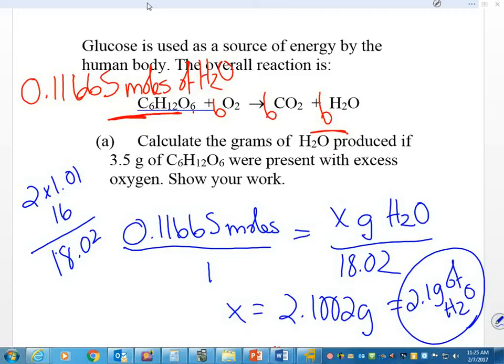Okay? So this is an example like that last page. It's using mole conversions to solve answers that you want to know about in your laboratory. Okay?